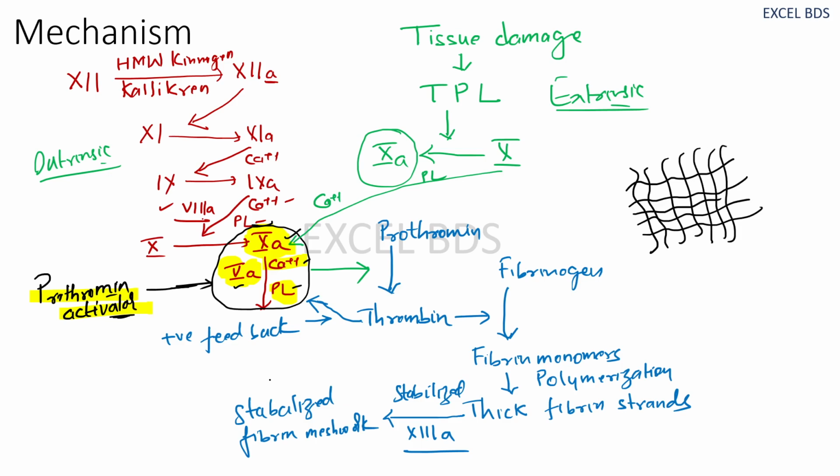Caught in this fibrin meshwork will be our cells. We will have RBCs caught in it. We will also have WBCs caught in it. Let me show it by some different colors. So these will be WBCs, and we will also have platelets in it. So these are the platelets. This meshwork which is formed is what is called the clot. So this is how the mechanism of coagulation takes place.